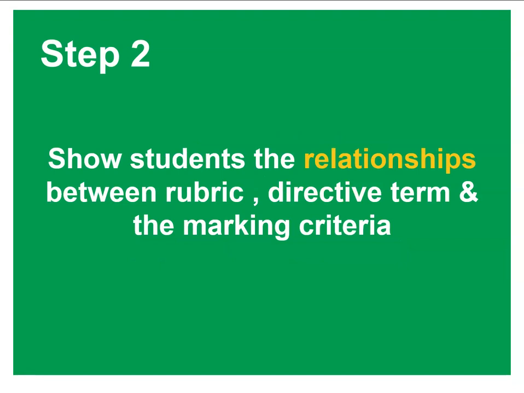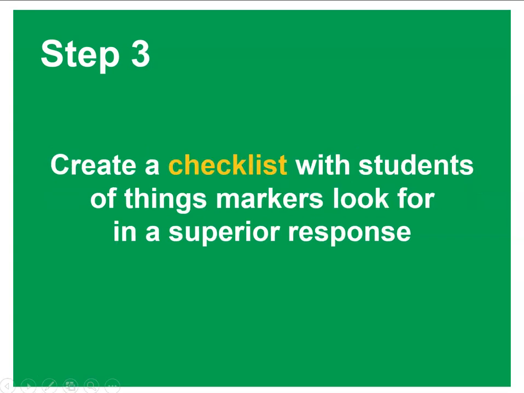We want to show students the relationships between the rubric, the directive term, and the marking criteria. Because if they understand this, they'll understand the key elements that need to be included in their responses much more easily. We want to create checklists with students of the things the markers will look for in that superior response. Because if they can go back to these lists that we create with them, it will form a basis for them as they are self-assessing their work before they submit their response.